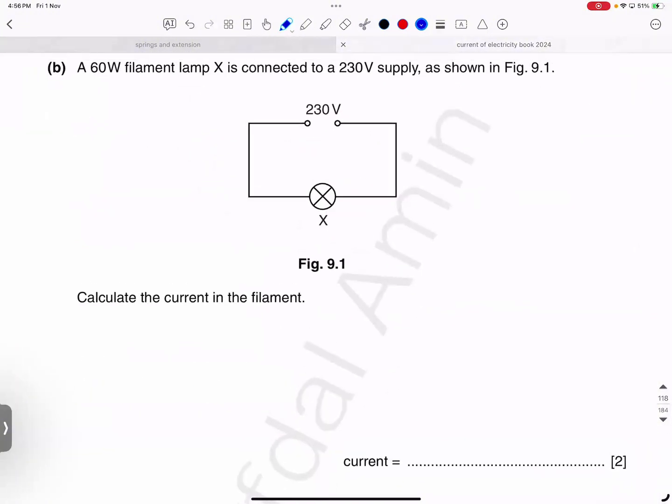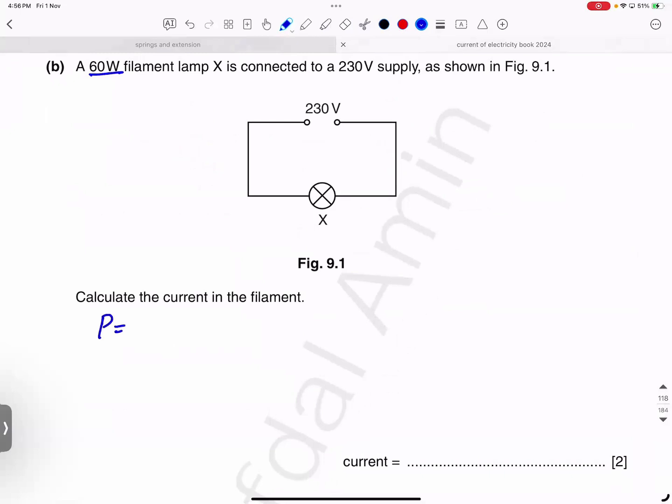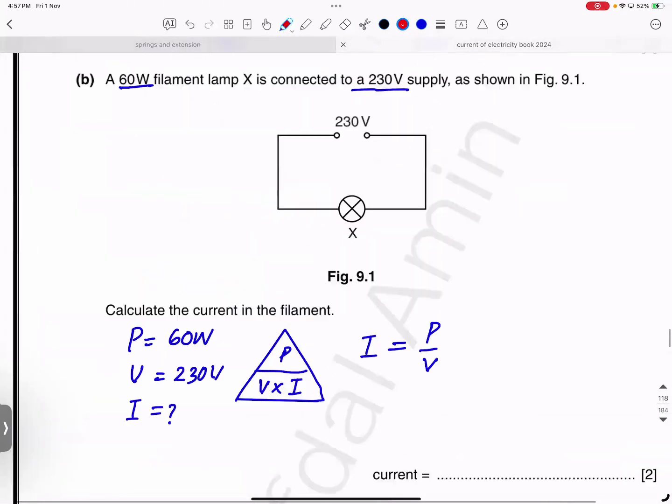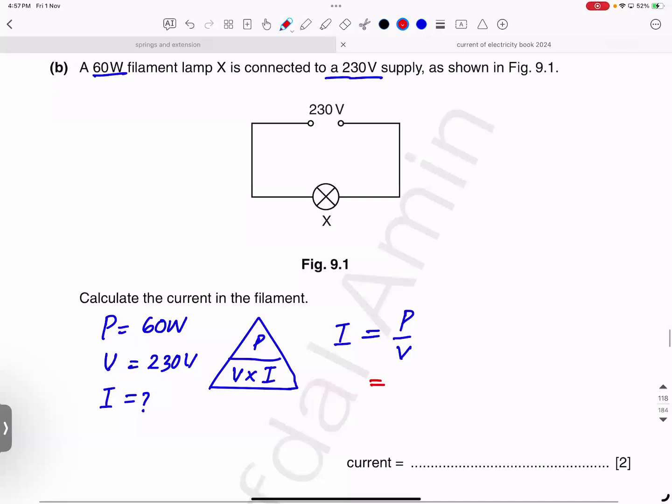P, a 60-watt filament, power is equal to 60 watt. 230 volt, V is equal to 230 volt. Calculate the current, I is question mark. The formula you know, P is equal to VI, so I is equal to P over V. Substitute power 60, 230.